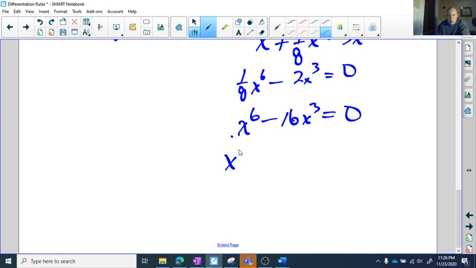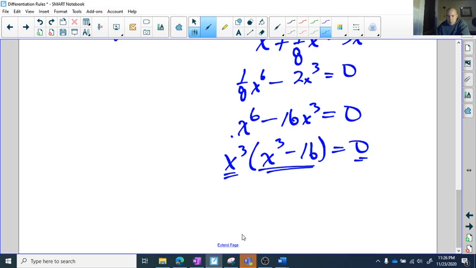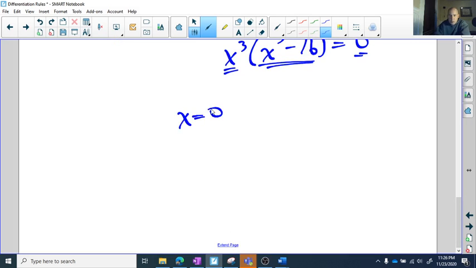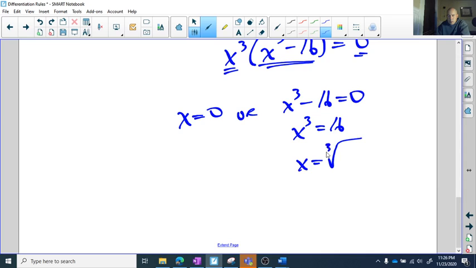We have a GCF of x to the third, so x to the third times x to the third minus 16 is equal to 0. Well, this is multiplied by this, and the answer is 0. That could only happen if x was 0, right? x being 0 would make 0 times this give me 0. Or the second bracket, x cubed minus 16, would have to equal 0, which means x cubed is 16, so x is the cube root of 16. Those are the two x coordinates where you would draw tangents that would end up being horizontal.